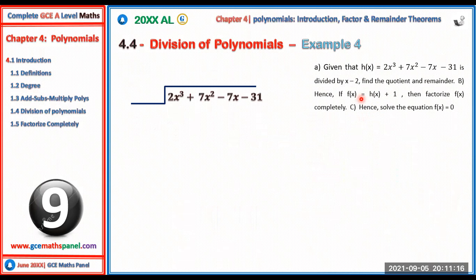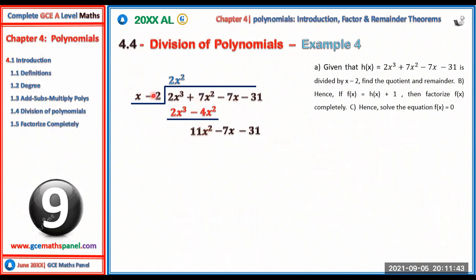We have 2x cubed plus 7x squared minus 7x minus 31 divided by x minus 2. So 2x cubed divided by x gives us 2x squared. 2x squared times x gives us 2x cubed. 2x squared times minus 2 is minus 4x squared. We subtract. 2x cubed minus 2x cubed is 0. 7x squared minus 4x squared is 11x squared. We bring down these terms.